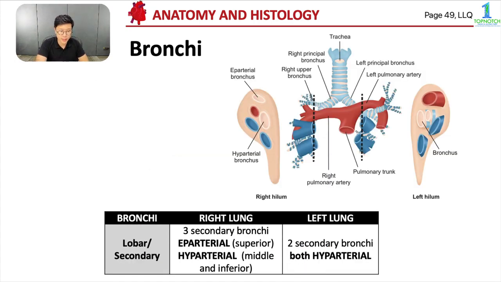For the lobar or secondary bronchi, your right lung has 3 secondary bronchi, 1 for each lobe. One eparterial, which means it is superior to the pulmonary artery, and two hyparterial, the middle and inferior. For the left lung, both of the secondary bronchi are hyparterial.